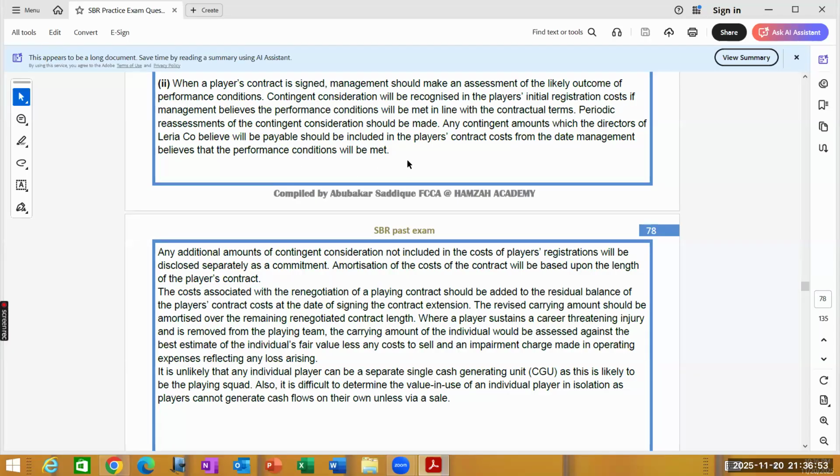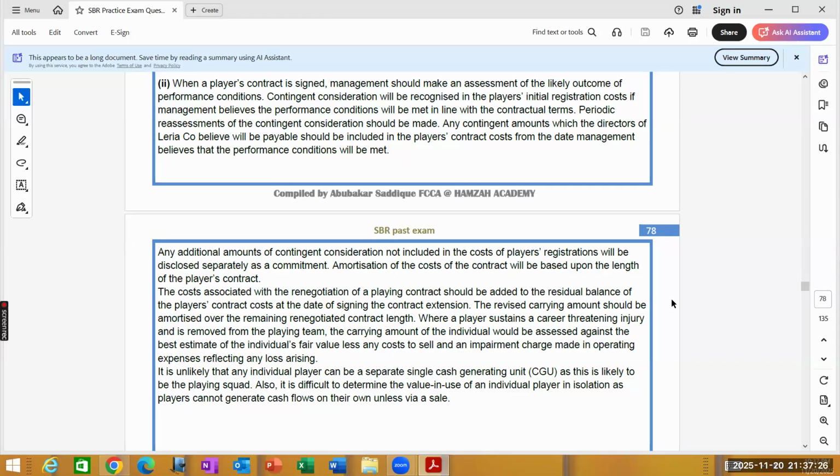Any additional amount of contingent consideration not included in the cost of player registration will be disclosed separately as a commitment. Amortization of the cost of the contract will be based upon the length of the player contract. The cost associated with the renegotiation of the playing contract should be added to the residual balance of the player contract cost at the date of signing the contract extension. The revised carrying amount should be amortized over the remaining renegotiated contract period.